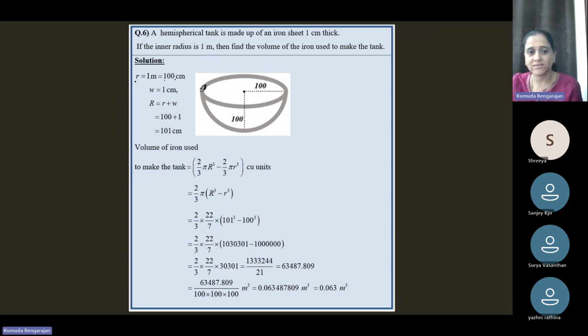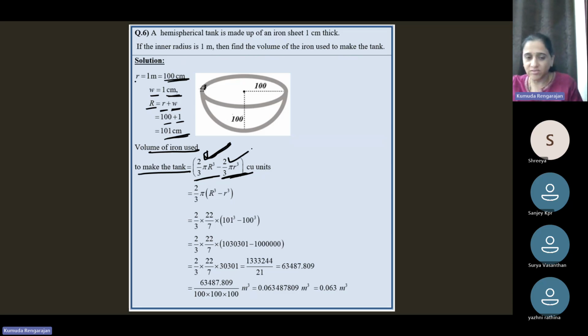Inner radius 100 centimeters, thickness 1 centimeter. Outer radius is inner radius plus the thickness: 100 plus 1, 101 centimeters. The volume of iron used to make the tank is equal to the external volume, 2 by 3 pi capital R cube, minus the internal volume, 2 by 3 pi small r cube. Because this solid hemisphere was there originally, and this is removed. Only when you do that, such a thing remains.